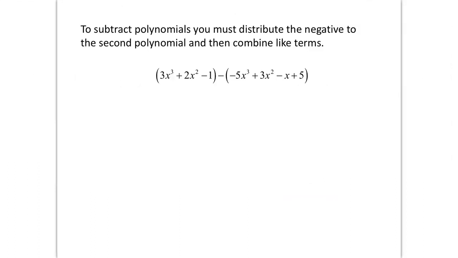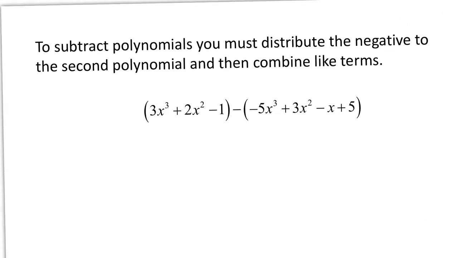Now, let's go ahead and look at when you subtract polynomials. So on the screen here, it says to subtract polynomials, you must distribute the negative to the second polynomial and then combine like terms. So a couple things I want to underline here. You guys need to distribute the negative to the second polynomial and then combine like terms. So you guys see the minus in between the two polynomials. 3x cubed plus 2x squared minus 1, minus, you're subtracting, there's a minus in between the parentheses, negative 5x cubed plus 3x squared minus x plus 5.